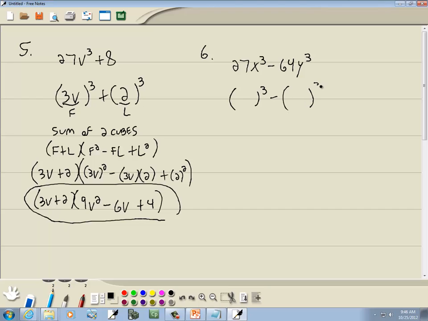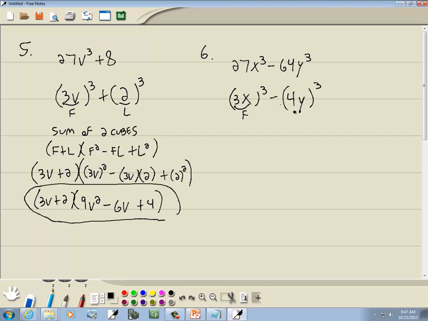So we try to write it as something to the third power minus something else to the third power. Very similar to the previous problem. Well, 27 we saw. 27 is 3 times 3, which is 9, times another 3, which is 27. X to the third, x times x times x. 64, that would be 4. 4 times 4 is 16, times another 4 gives you 64. And y to the third, y times y times y. So we were able to write it as something to the third power minus something else to the third power.